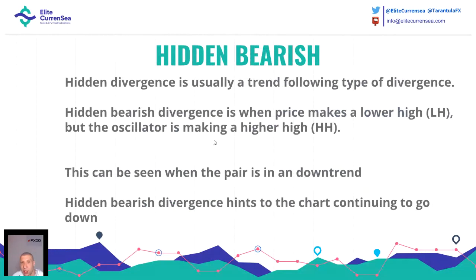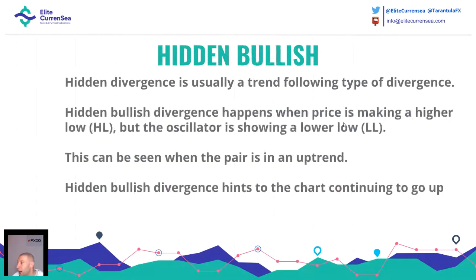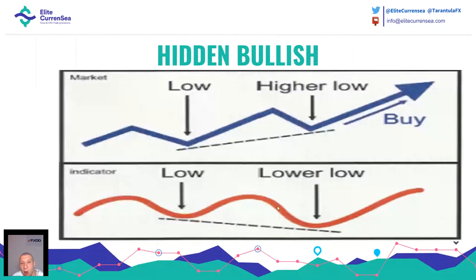Hidden bullish divergence is when price is making a higher low, but the oscillator is showing a lower low. And usually we see hidden bullish divergence when price is in uptrend. What it means is that a hidden bullish divergence hints to the chart continuing to go up. So a higher low on the price, a lower low on the indicator, and the price usually continues going up.